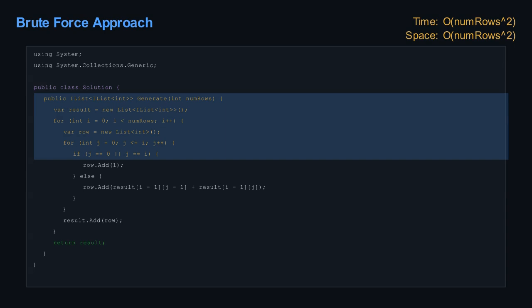This method visits each cell exactly once, so its time complexity is proportional to the total number of elements, which is the sum of the first numRows natural numbers. That gives us O(numRows squared). We also store every row, so the space usage matches the output, also O(numRows squared).